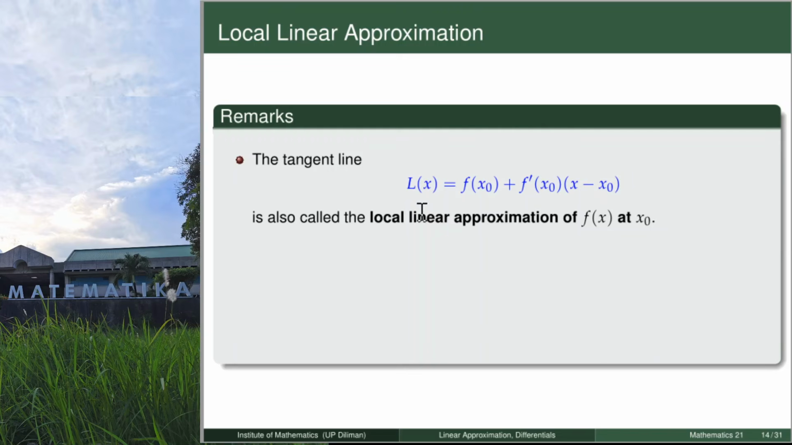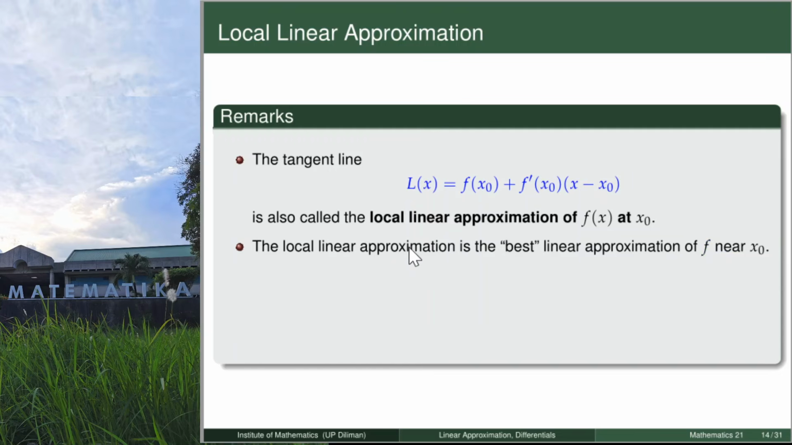Okay, so maybe a few comments on the name. Why is it called approximation? Because it approximates your f of x. Why is it called linear? Because it's a linear function. As we can see here, it's just point-slope form, right? Or you can write it as mx plus b. Okay, and then finally, why is it called local? Because the approximation is only good if your x is close enough to x naught. Okay, so that's why it's local. So this local linear approximation is considered as the best linear approximation of f near x naught.